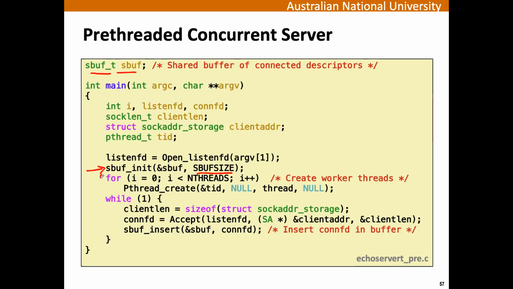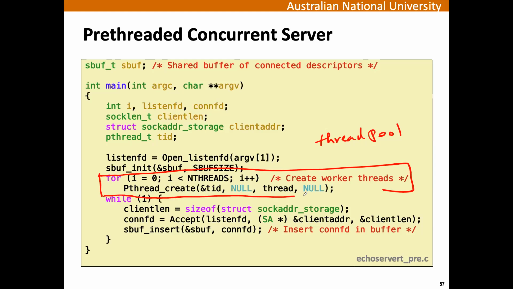And so here, before this while loop, previously we were creating threads inside the while loop every time we accepted a new connection. This time, we are creating all the threads beforehand, so we're creating a thread pool. And this will come in handy. These are our worker threads that will do the job for us. We give them all the same thread routine.